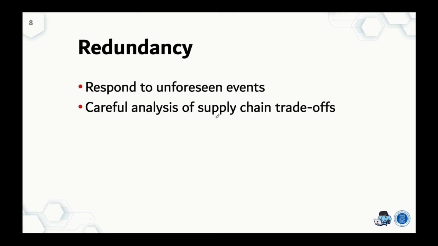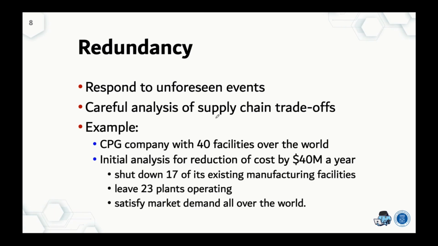Redundancy: the purpose is to respond to unforeseen events, and we need careful analysis because it is costly. For example, a CPG company has 40 facilities over the world. The initial analysis showed a cost reduction of 40 million per year by shutting down 17 of its existing manufacturing facilities. They leave 23 plants operating and can still satisfy market demand all over the world, even though they shut down 17 of them.